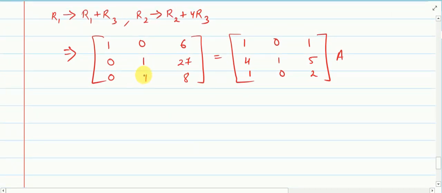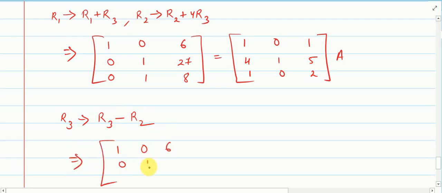Now I want to make this 0. Okay. So for that I have to use the second row. So R3 will become this now. 1, 0, 6, 0, 1, 27, 0, 0, 8 minus 27 will be -19.